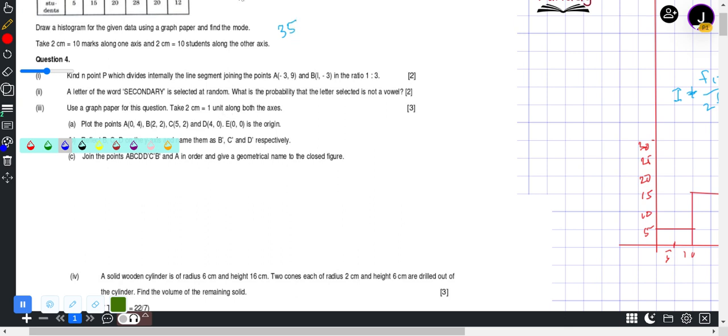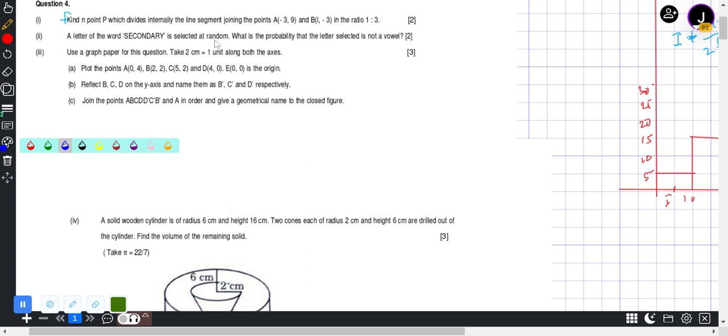Now we'll do the next one. Find a point P. They have written a typing mistake. Find a point P, which I have done. In the previous video you can check it out. And the secondary part also I have done.